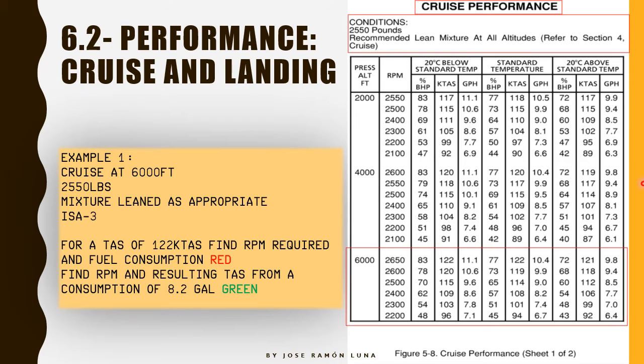First thing I'm going to do is look for the part of the chart that talks about the pressure altitude I'm at. As you can see here, it says 1 out of 2. This is because the other one is going to be working for 8,000 feet, 10,000 feet, and 12,000 feet. We are using this one because we are using 6,000. Now, cruise at 6,000 feet, and we are looking for a TAS of 122. Find the RPM required and fuel consumption required. That's going to come up in red.